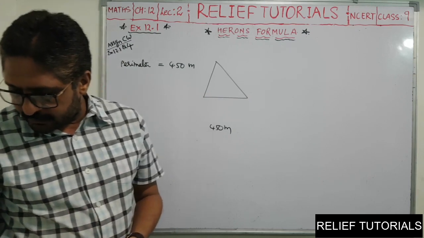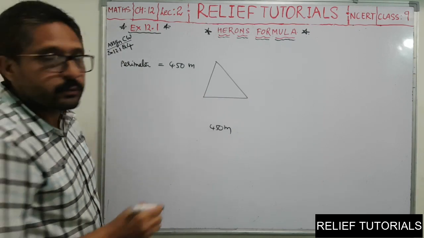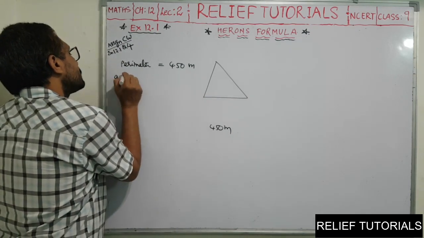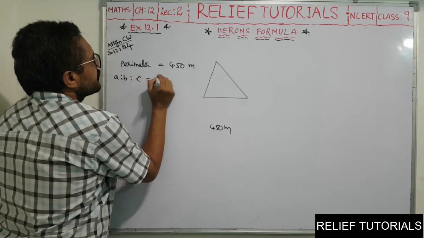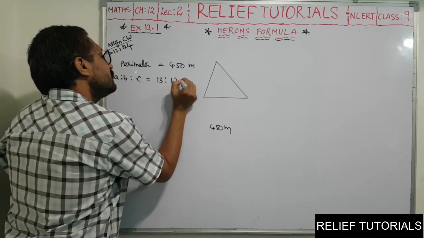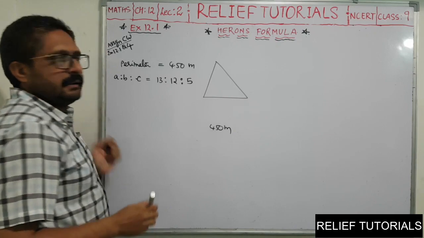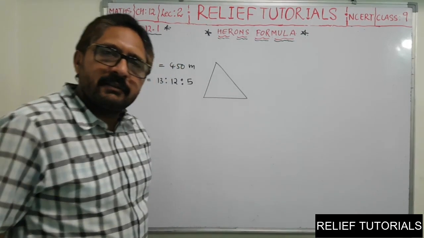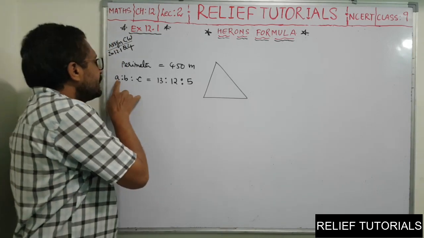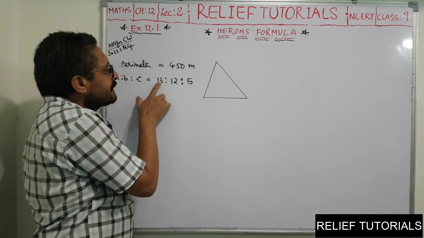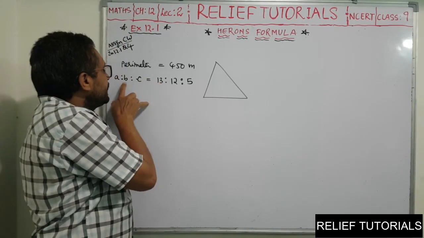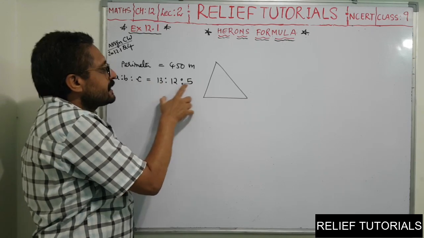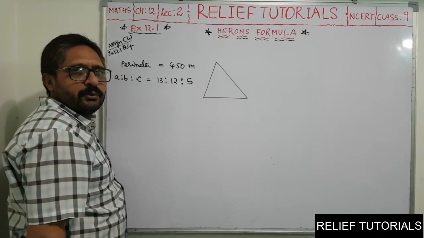So what is the ratio? The ratio of the three sides is 13 is to 12 is to 5. So I can write A is to B is to C equals 13 is to 12 is to 5. Here the measures of the sides are not given, but the ratio is given. So it doesn't mean that A is equal to 13 centimeter, B is equal to 12 centimeter, C is equal to 5 centimeter. It is a ratio.